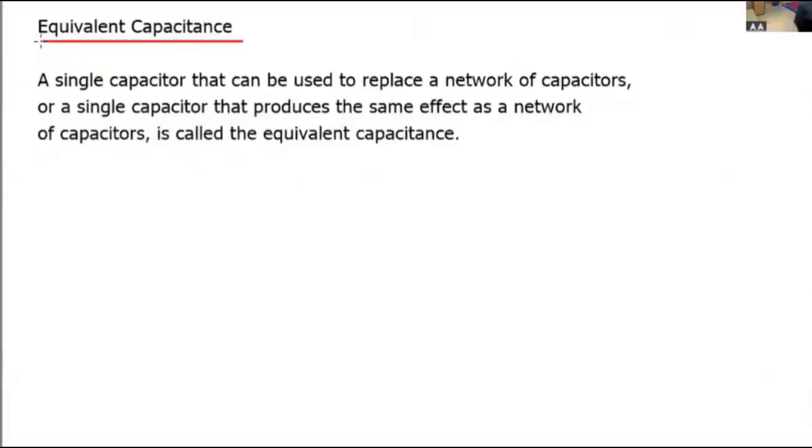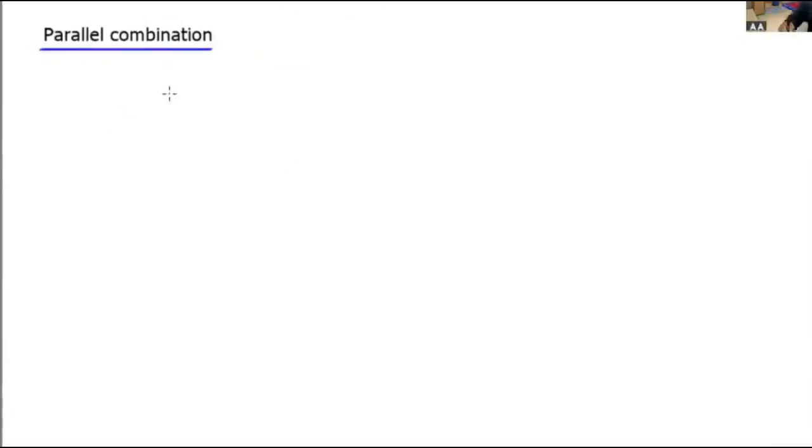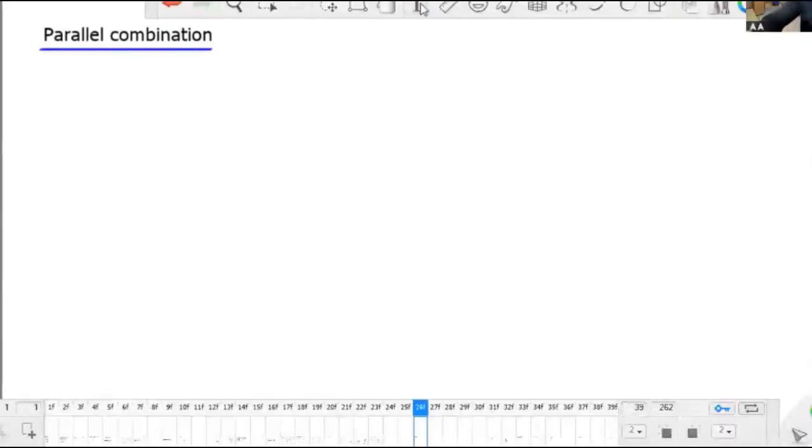Next, equivalent capacitance. A single capacitor that can be used to replace a network of capacitors, or a single capacitor that produces the same effect as a network of capacitors, is called the equivalent capacitance. Then parallel combinations of capacitance. Sorry, we have a parallel combination.